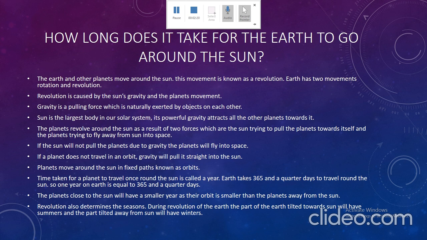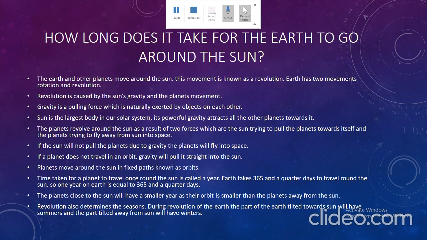But planets move around the sun in fixed paths known as orbits. Time taken for a planet to travel once around the sun is called a year. The Earth takes 365 and a quarter days to travel around the sun. So 1 year on Earth is equal to 365 and a quarter days.